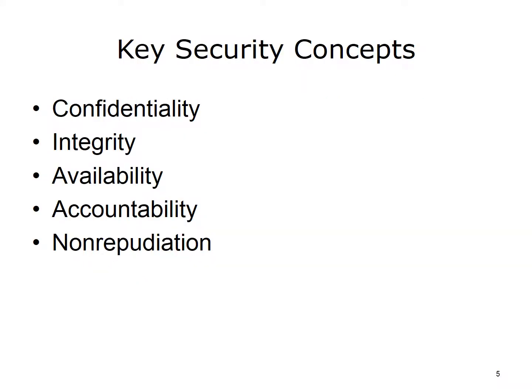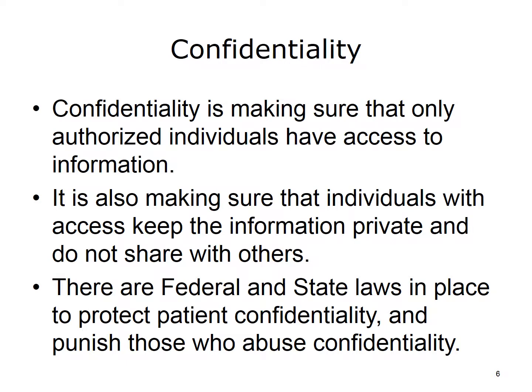Slide 5. There are 5 key concepts to understand when talking about information security. They are confidentiality, integrity, availability, accountability, and non-repudiation. Confidentiality, integrity, and availability are commonly referred to as the CIA of security. Slide 6.